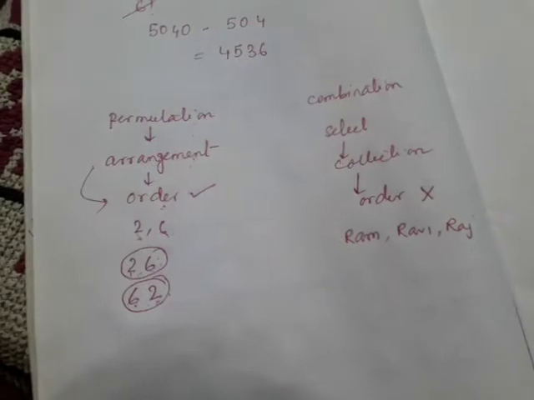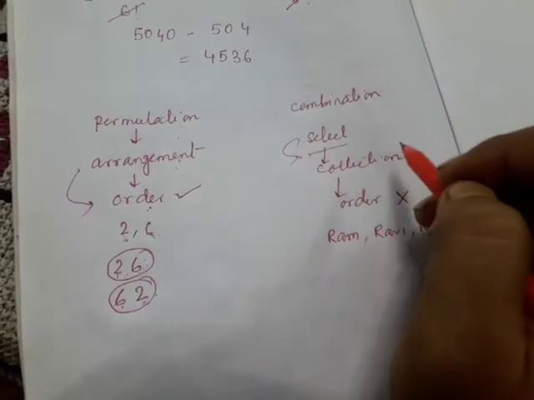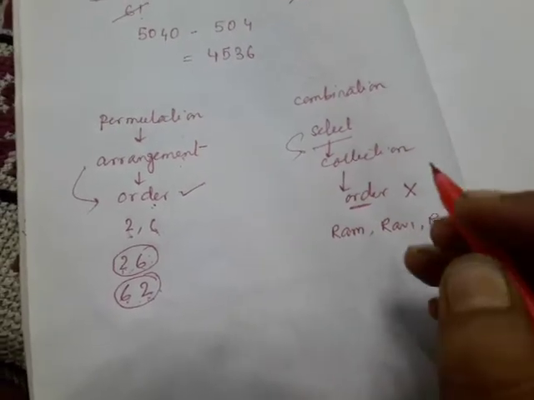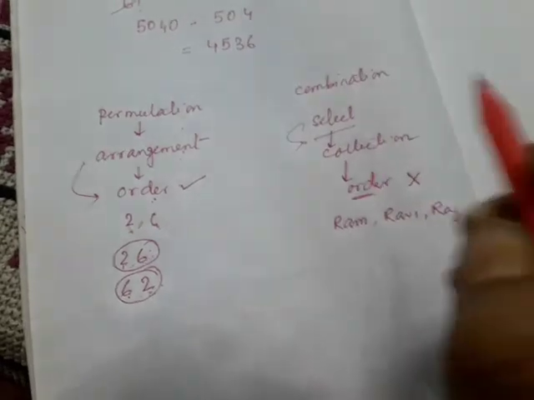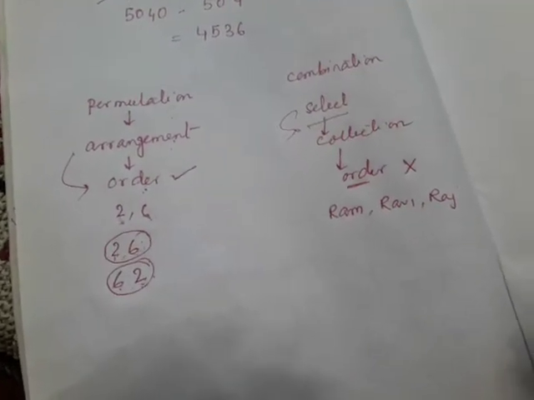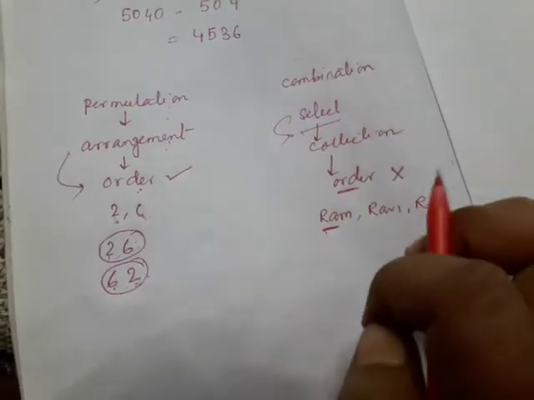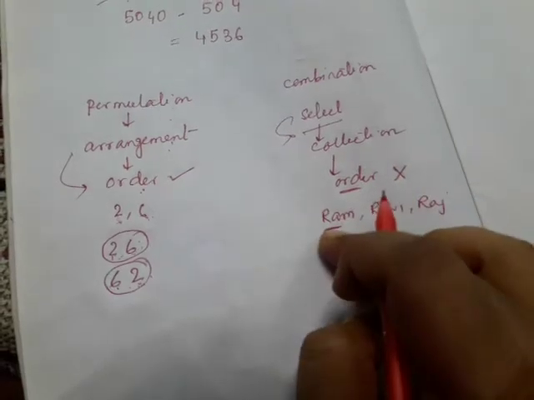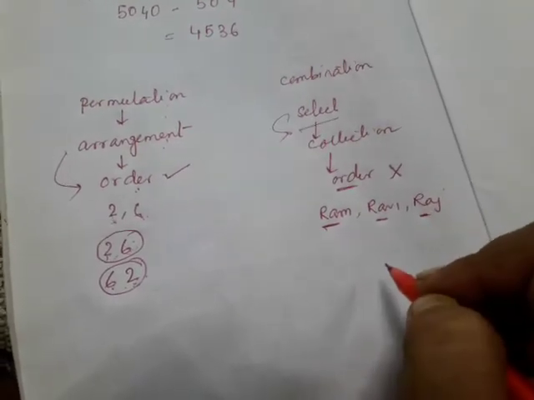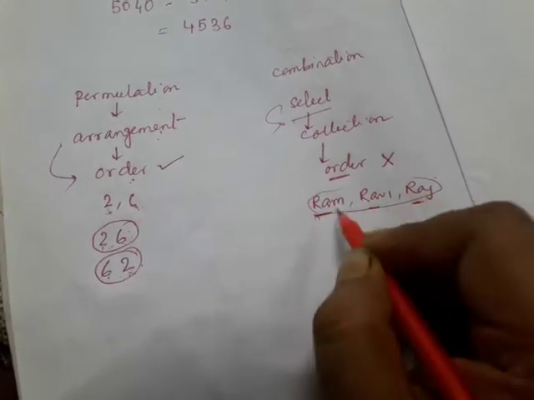And combination is basically a selection, and by selecting we form a collection. In combination, order is not important at all. For instance, you have 5 members, and from those 5 members you are asked to form a team of 3 members. Suppose you choose Ram, one person of the 5 members, then you choose Ravi, then you choose Raj. So you are forming one team by choosing in this order.